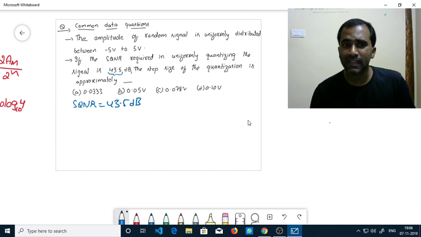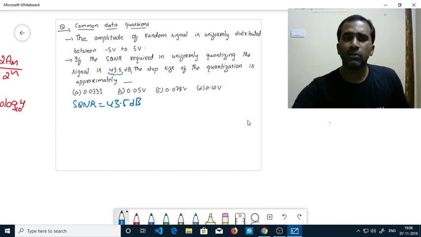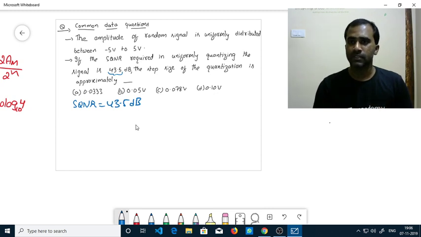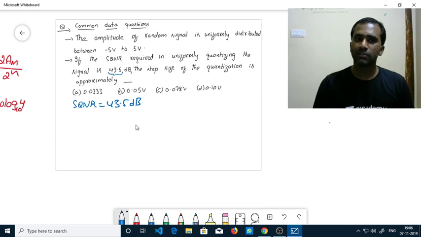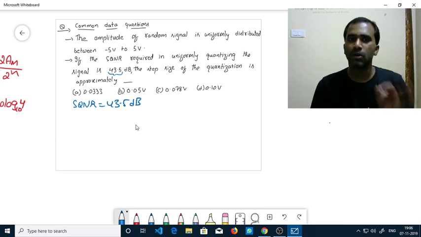Now, if you observe, the signal to quantization noise ratio (SQNR) is given as 43.5 dB. Actually, they have not given exactly the correct value here, because they are saying the random signal is uniformly distributed. If it is uniformly distributed, we know the exact answer. It should be 6n, so it should be a multiple of 6, nothing extra. It means it should be exactly 42 dB. But they have given 43.5 dB.